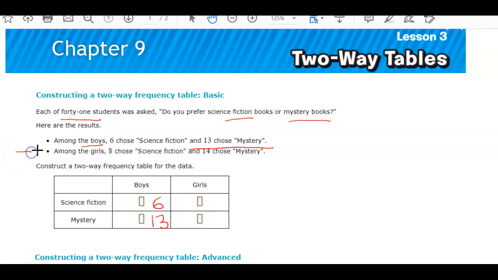Okay, next line. Among the girls, 8 chose science fiction, so we're going to go ahead and put an 8 right there. And 14 chose mystery. That is a basic two-way frequency table. The one thing that I would do, you guys, is after you get your numbers, just make sure that they add up to 41. Okay, and in this case here they do. All right, problem number 2.